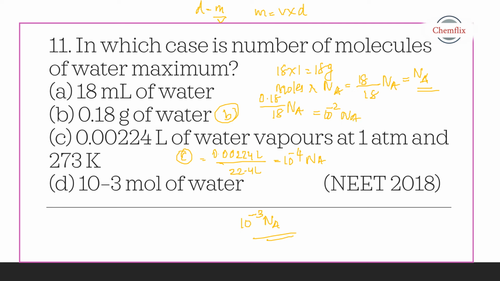So which one is having 1 Na here? In which case is the number of molecules maximum? Option A, 18 divided by 18. That will be the maximum number of molecules.